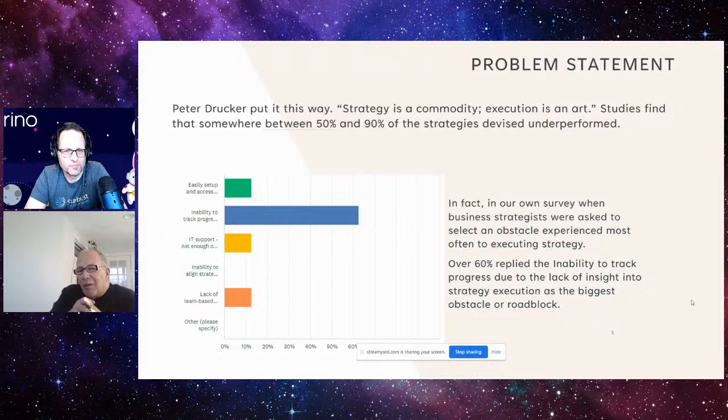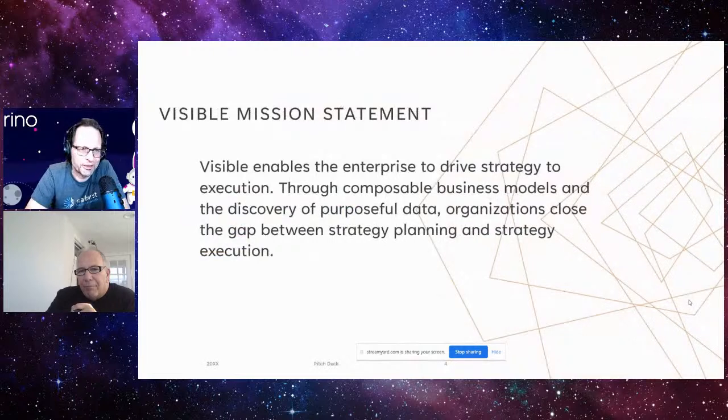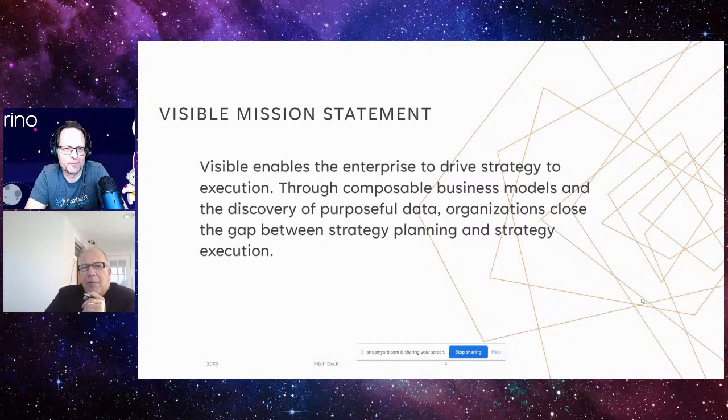Over 60% said that it's because of their inability to track progress due to the lack of insight into the strategy execution. They point that out as one of the biggest obstacles in performance of their strategy. That reminds me of the saying that ideas are cheap, right? The hard part is making it happen, right? Absolutely. So Visible's mission statement is to enable the enterprise to drive strategy to execution. We do that through something called composable business models and in combination with discovery of purposeful data. So we close that gap between strategy planning and execution.